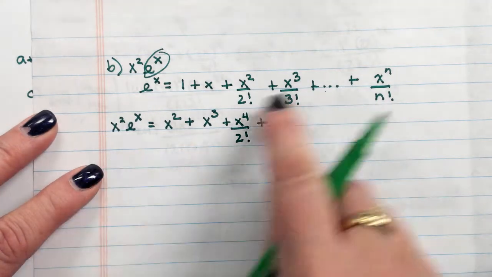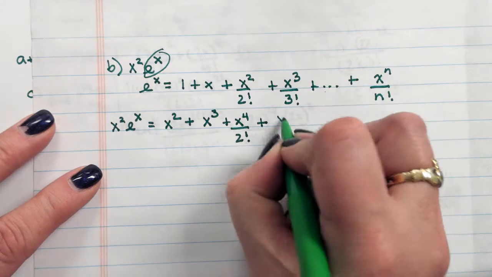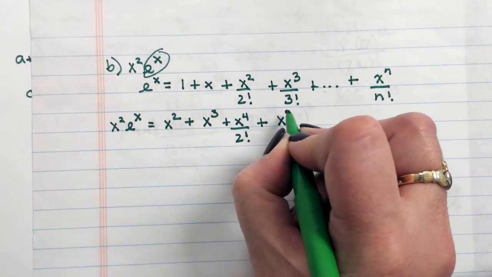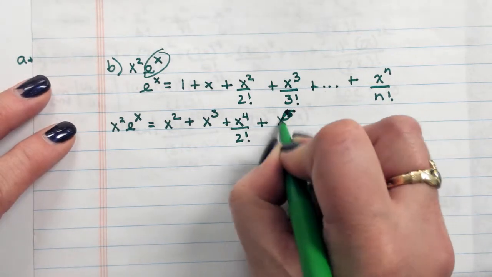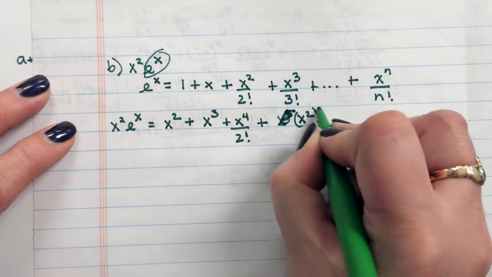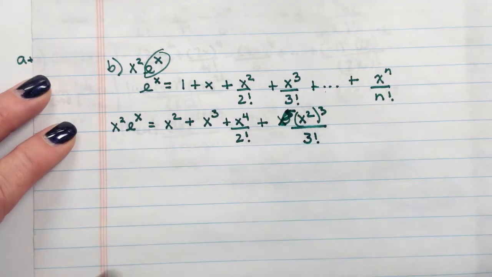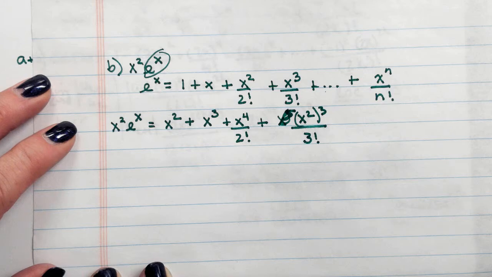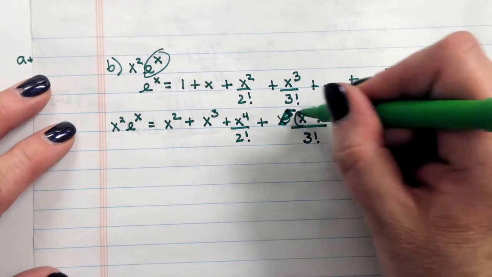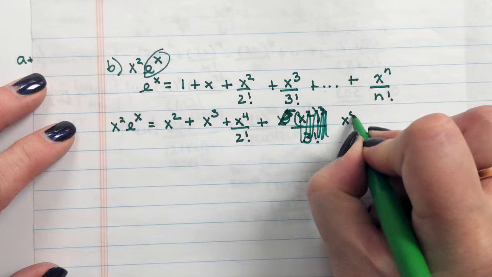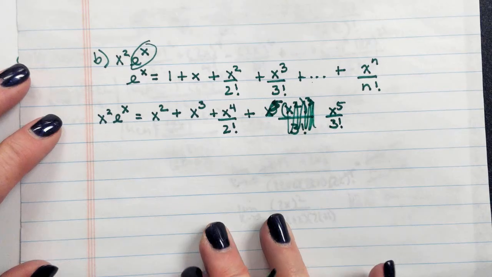Plus x squared times x to the third is going to give me an x to the fifth. Oh, wait a minute. No. It's x squared raised to the third power over 3 factorial. Be careful about that. You're cubing x. You're replacing your... No, wait a minute. I was right the first time. x to the fifth over 3 factorial. Sorry about that.